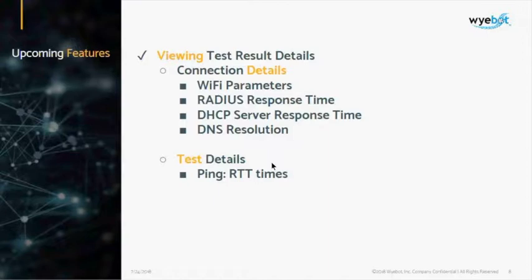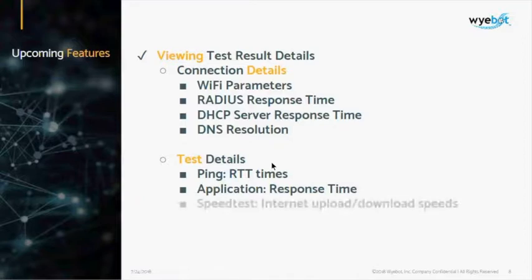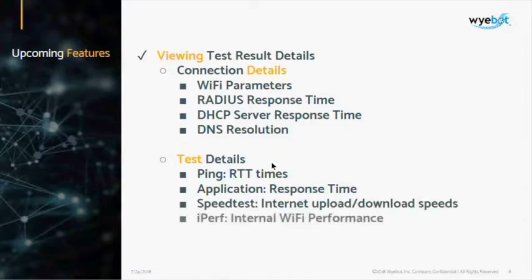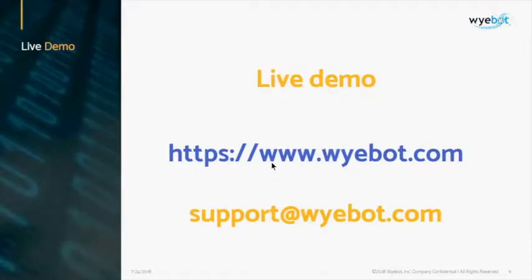Within the test details, based upon the type of the test, we will have graphs. For example, for ping, it'll show you the round trip times. For application tests, we show you the response time. The speed test will show you the internet upload and download speeds. For HyperFast, it'll show you the internal Wi-Fi performance of your network. And for the security audit, you can look at open ports. Let's jump over to the live demo now.